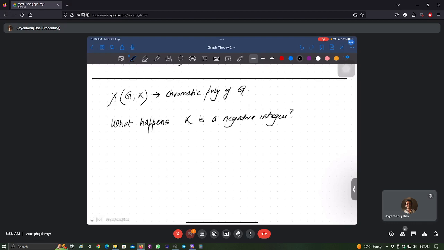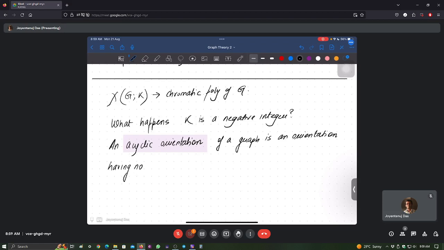So it is saying, an acyclic orientation. Orientation means we are giving direction to the edges, right? Acyclic orientation means there is no cycle after we give the orientation to the edges. So an acyclic orientation of a graph is an orientation having no cycle.